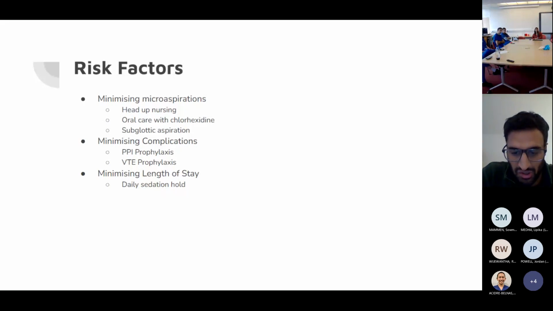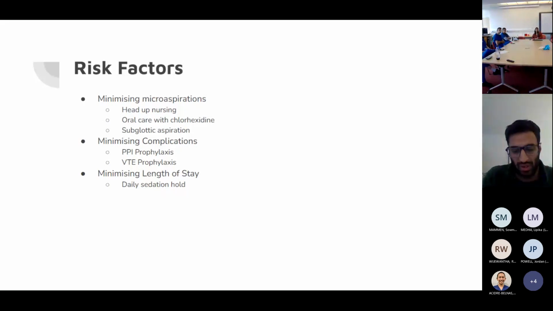And lastly, the subglottic aspiration, so making sure that we're getting that catheter down the ET tube into the lower airways and sucking out any secretions that are there to try and prevent those conditions for bacteria to grow in.